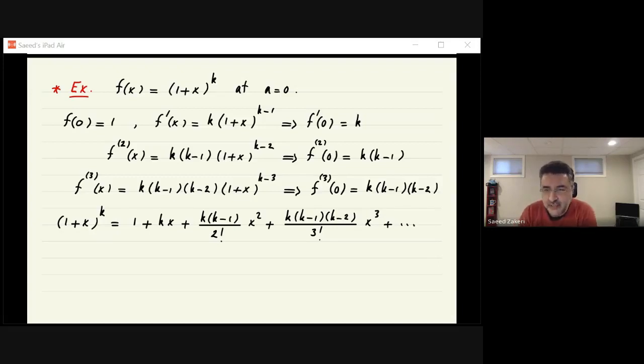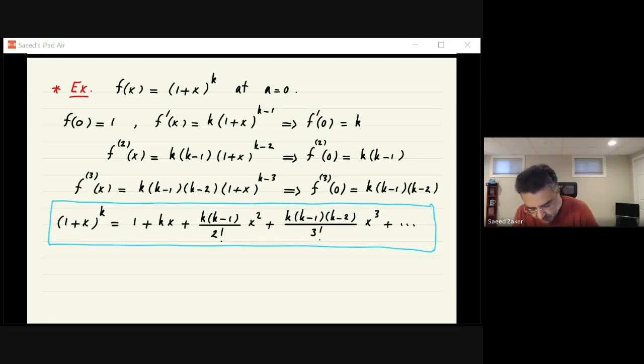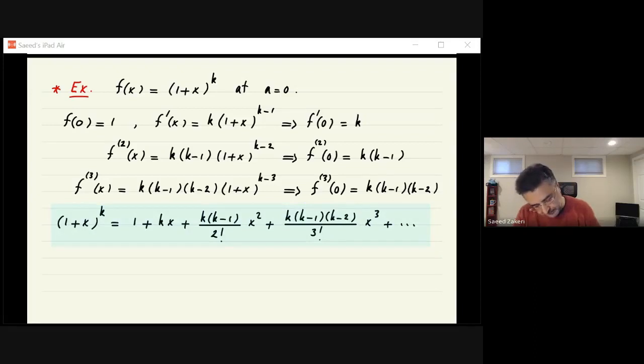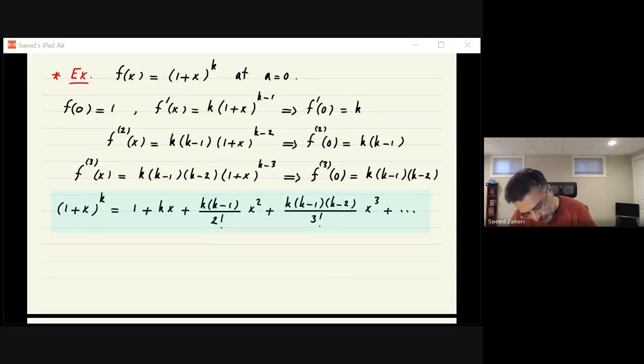So what would be the next term, for example, when I put ellipses and say, and so on? Well, you see the pattern. The next term will be k times k minus 1 times k minus 2 times k minus 3 divided by 4 factorial. That would be the coefficient times x to the 4th. And so on. So this is a very nice result called the binomial formula, due to Newton.